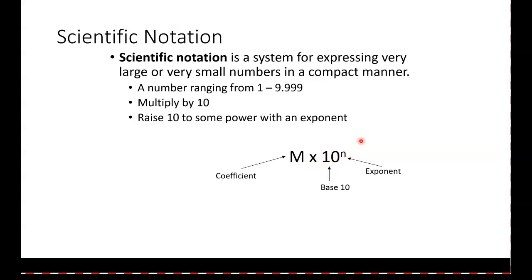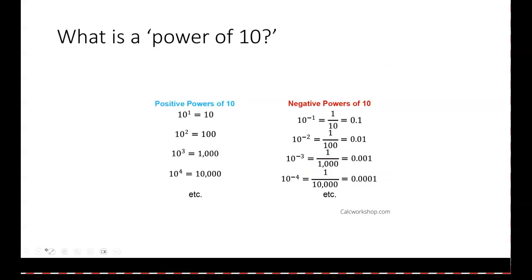This scientific notation is based in base 10 because that's what we use, that's what the metric system is based in, and it's our number system that we count in. So it's always going to be a number multiplied by some power of 10. What does it mean when we say a power of 10? It just means 10 raised to some exponent.